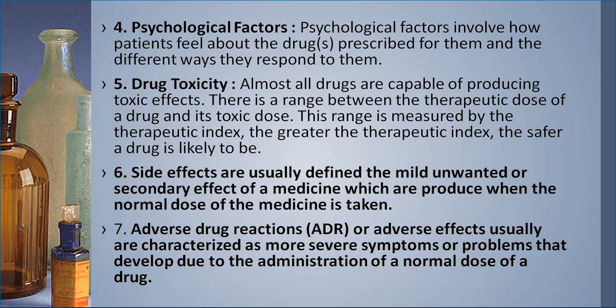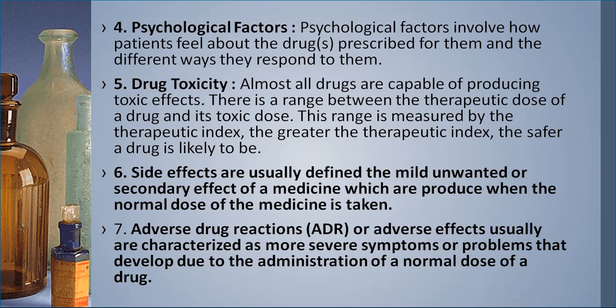Toxicity tells us the range between where a medicine will be therapeutic, meaning it will cure, and at what dose the medicine will be poisonous, or toxic. That's what we call the therapeutic index. The therapeutic index is the range between the therapeutic dose of a medicine, the dose that will cure, that will act like a therapy, and the dose that is going to be poisonous, that will be toxic. This range is normally measured by the therapeutic index.